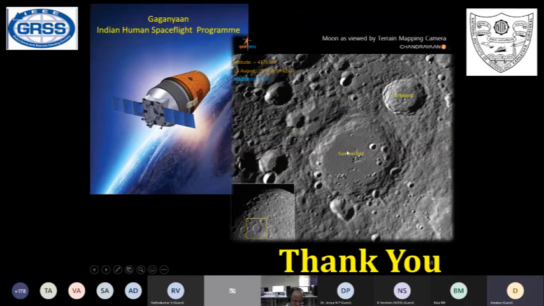I would like to stop at this point. I'm not leaving the moon. Just now, Dr. Prakash Chavan was talking about the moon. We need to look at AI not just on Earth, but also on the moon, and surely in the future on Gaganyaan also.